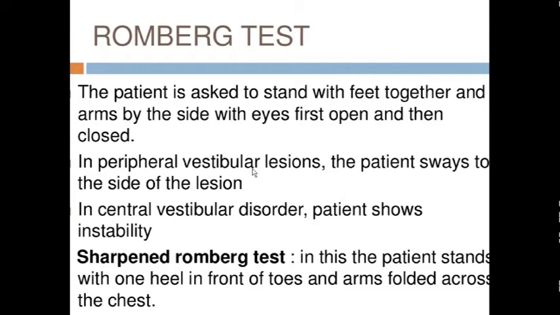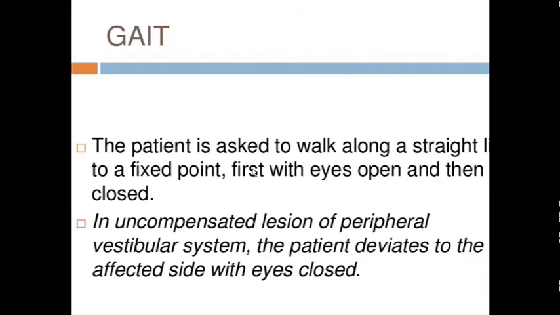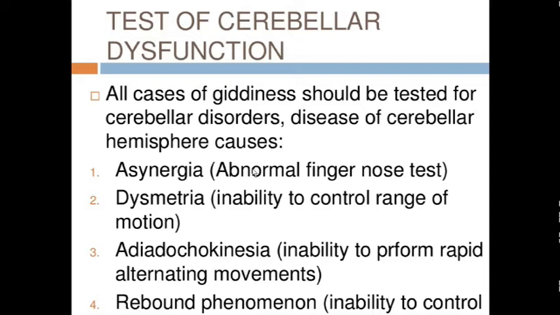Okay. Then gait. So gait, I told you, gait disorder is more commonly seen in cerebellar lesions. What are the tests of cerebellar dysfunction? This also should be done when you are assessing a patient's vestibular system. Abnormal finger nose test, dysmetria, inability to control range of motion, dysdiadochokinesia, so rapid alternating movements of pronation and supination of the palm, and rebound phenomenon. So all these have to be included in the spectrum of cerebellar balance disorder.